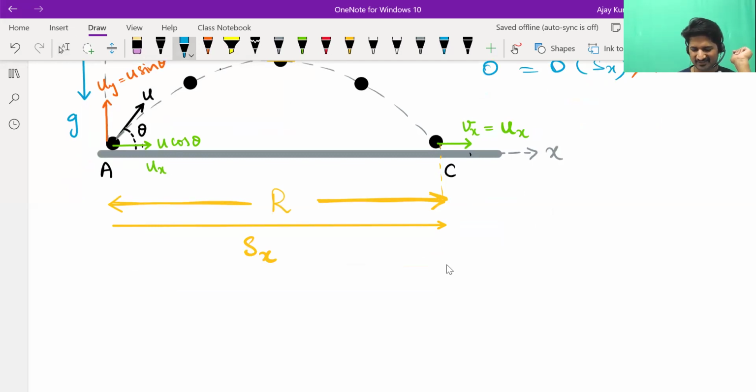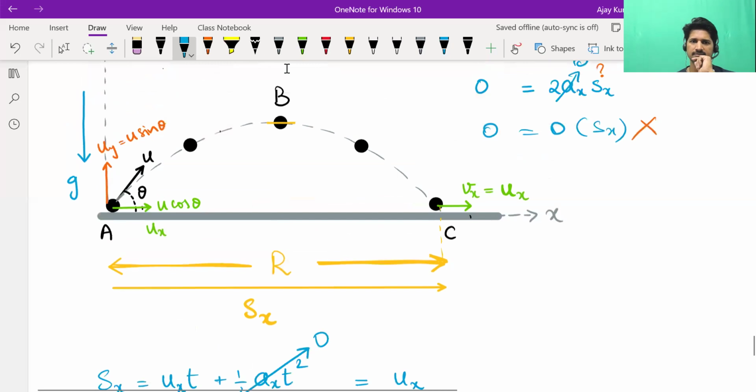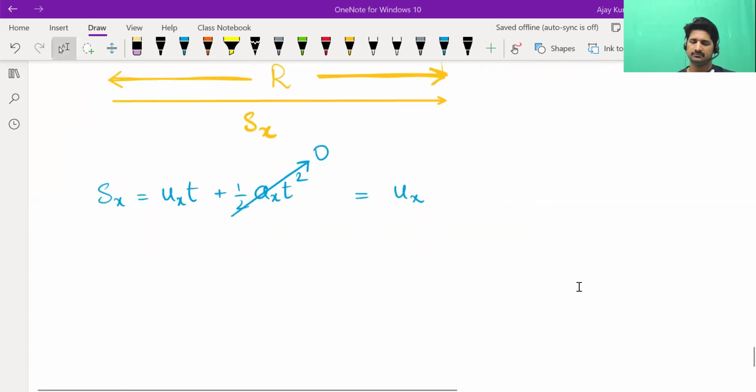So you should write Sx is equal to Ux into T plus half Ax into T square. We know acceleration in x direction is 0, so this whole thing becomes 0. Initial velocity in x direction, we'll keep it as ux itself. Do we know the time taken to go from A to C? Have we calculated the time taken to go from A to C? Yes, sir. How much? 2uy/g. Correct. It is nothing but the time of flight.